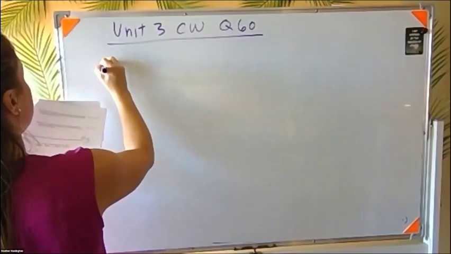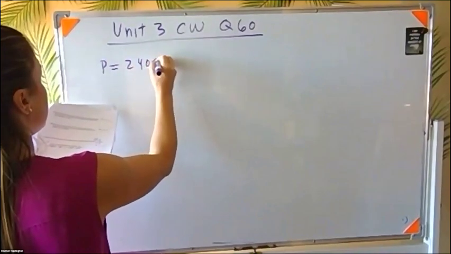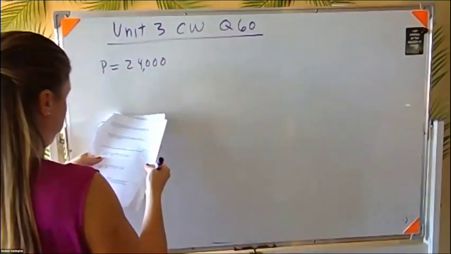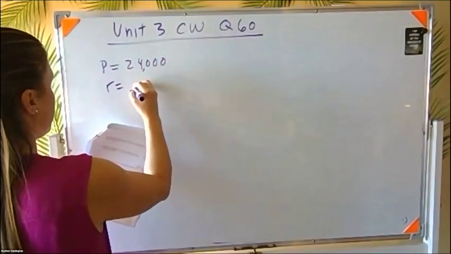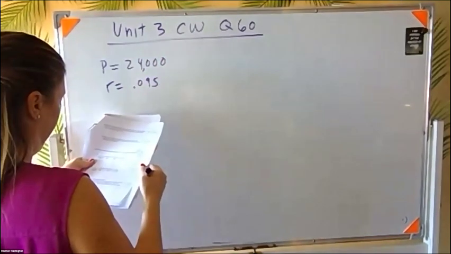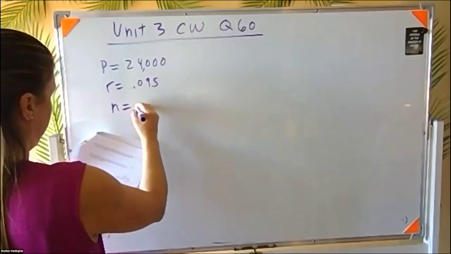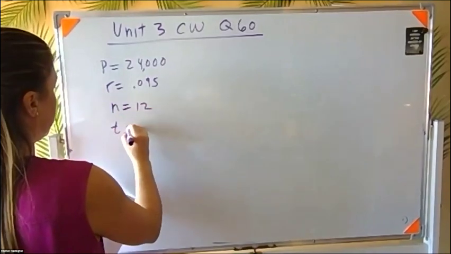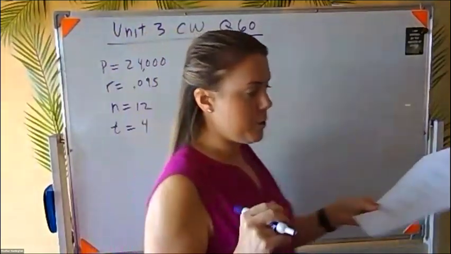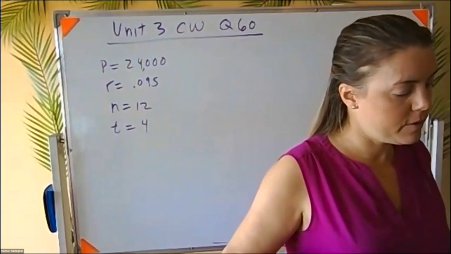So the amount financed is P, 24,000. This could be like for a car, maybe 24,000. Our rate, whoa, this is pretty high, 9.5%. Number of payments per year is 12, and then the time is 4 years. Actually, cars you usually pay back in 3 to 5 years.